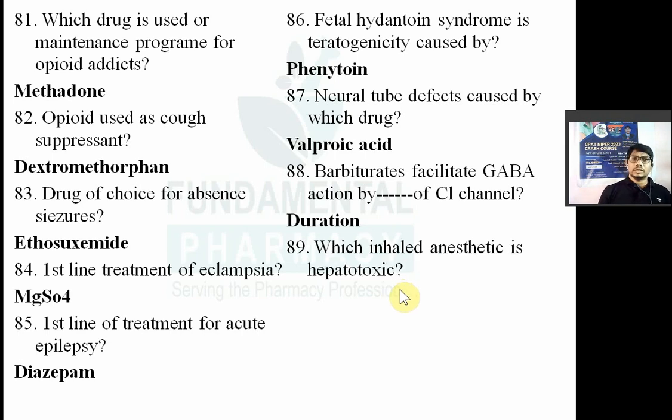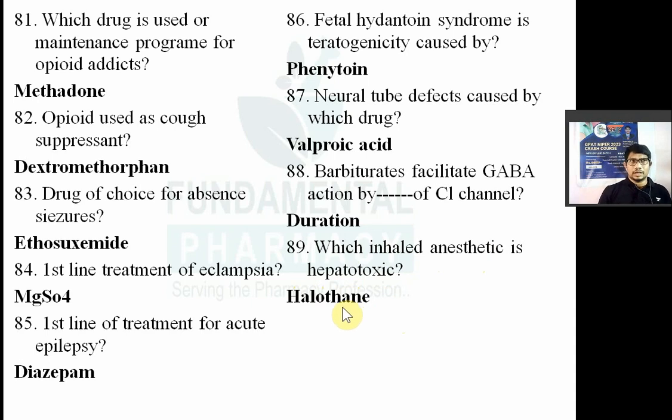Next question, which inhaled anesthetic is hepatotoxic? So inhalation anesthetics which are hepatotoxic: all the halogenated hydrocarbons are hepatotoxic. The example answer is halothane. So halothane is hepatotoxic. Halothane, isoflurane, enflurane, sevoflurane are all inhalation anesthetic agents. Particularly they are halogenated hydrocarbons. So halothane has hepatotoxicity.